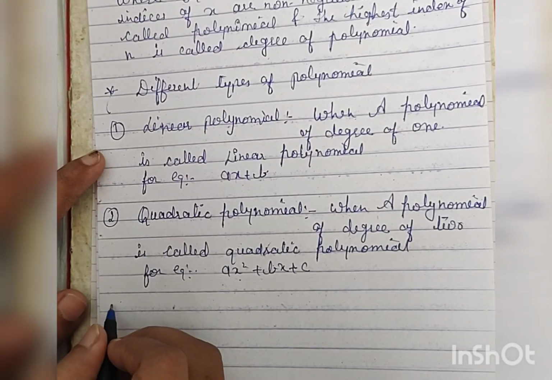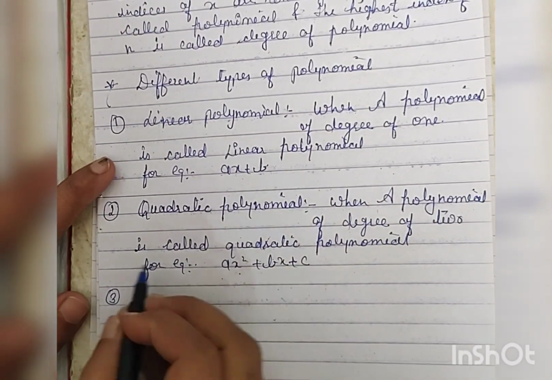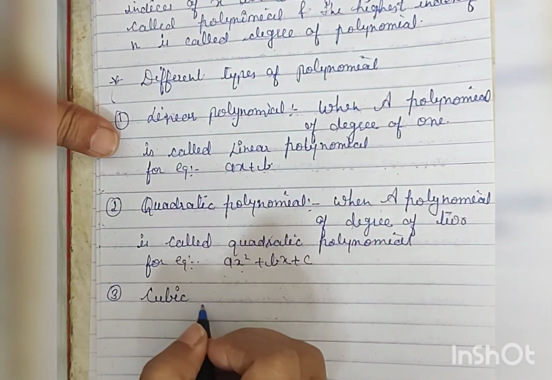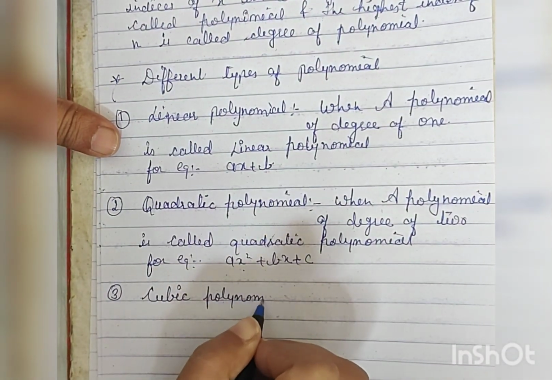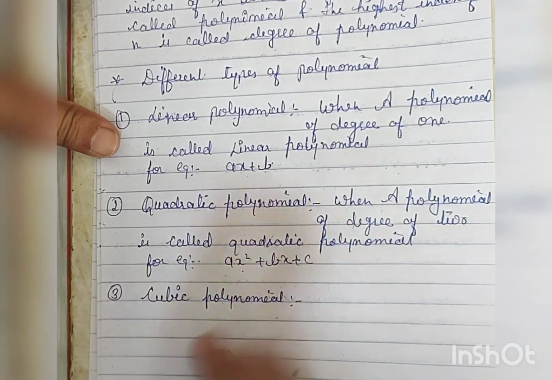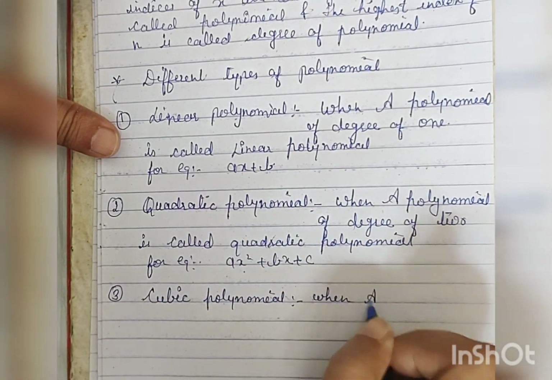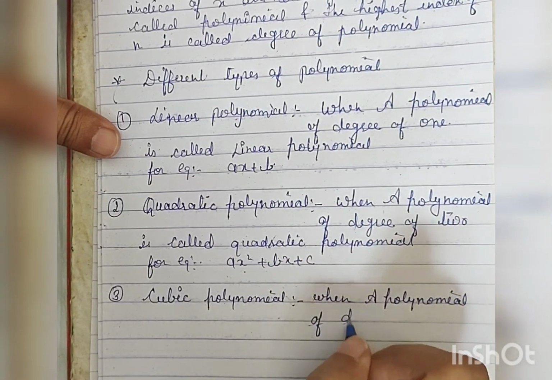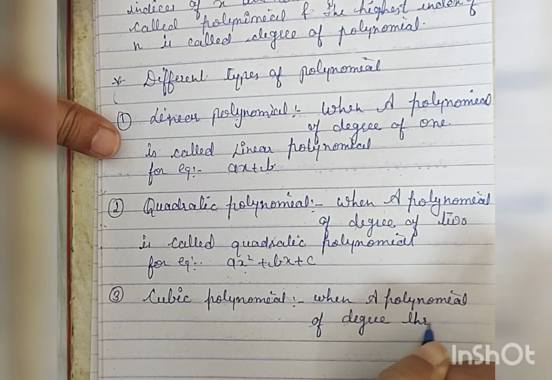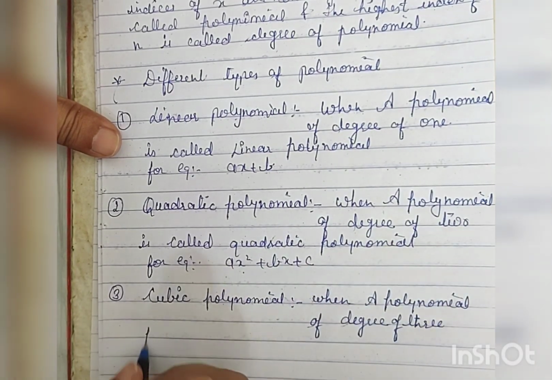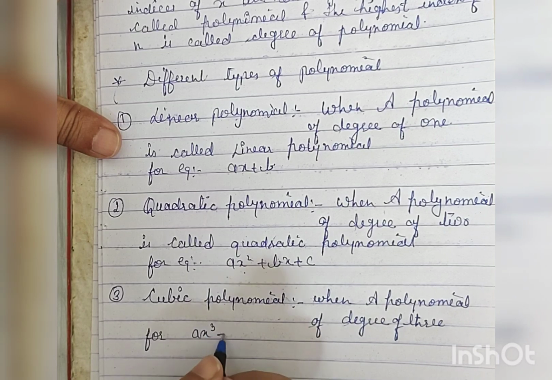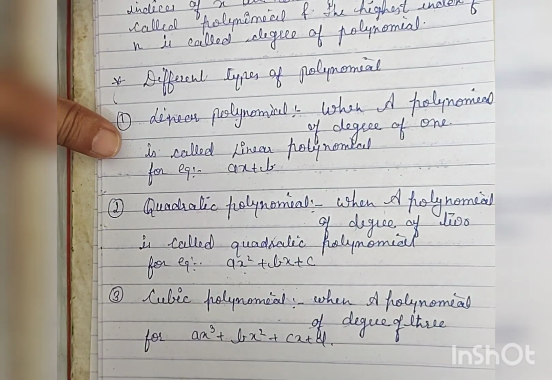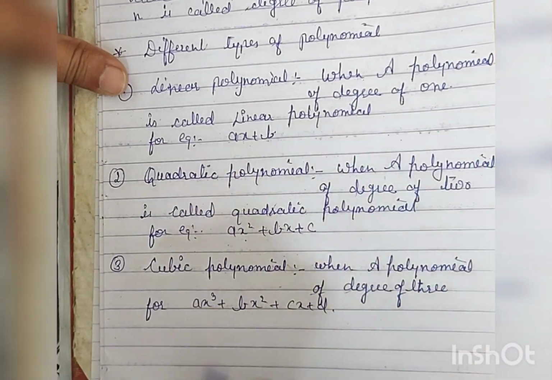Now come to the next one, the cubic polynomial. What is a cubic polynomial? When a polynomial is of degree 3. For example, ax cube plus bx square plus cx plus d. This is your cubic polynomial where the highest power is 3.